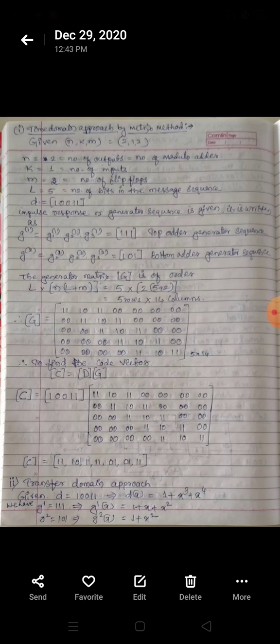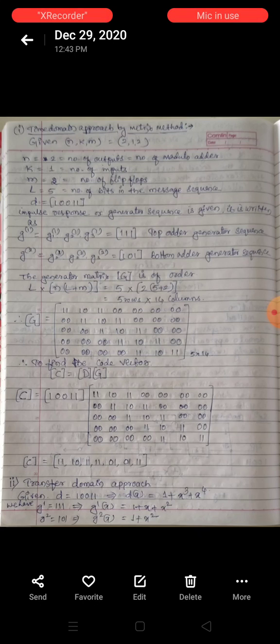L is equal to 5. What is L? The input sequence given is 1 0 0 1 1. How many bits are there in the given input? There are 5 bits. So L is equal to 5, the number of bits in the message sequence. Then the impulse response or generator sequence is given: G of 1 is 1 1 1, split into G of 1 1 and G of 2 2. It is the top adder generator sequence, and G of 2 is 1 0 1, the bottom adder generator sequence. Okay, this much is done.